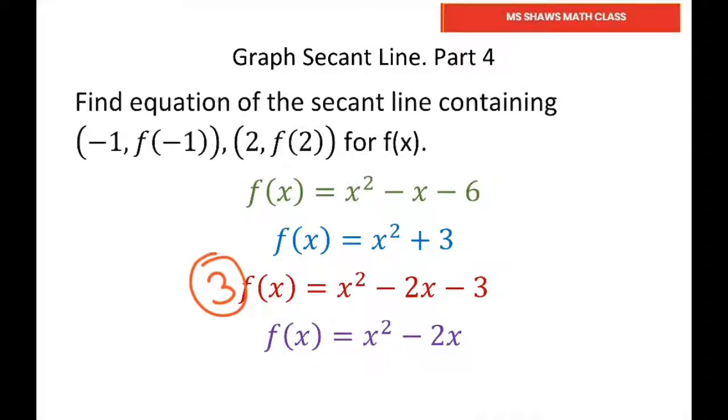Everyone, we're going to find the secant line and write the equation of the secant line. And we're also going to graph the secant line and f of x here. This is number 3 we're doing, from -1 to 2. So I'm going to graph this equation and then graph the secant line as well.